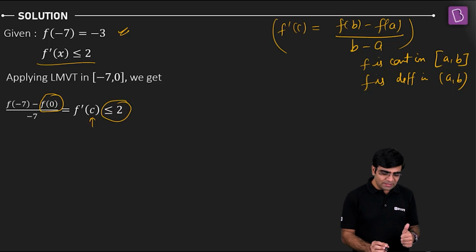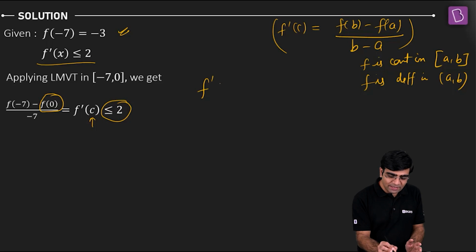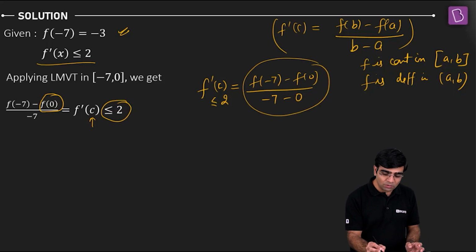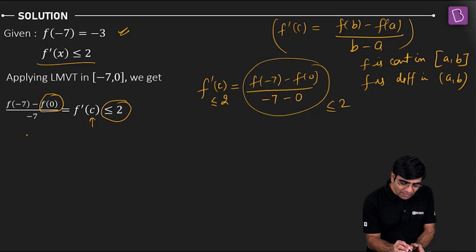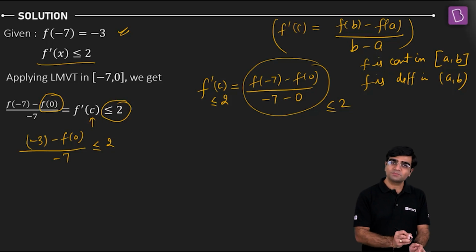Lovely, right? So let's quickly start my calculation. How am I putting into it? Or if you want to put me, I'll quickly say that f dash c here will become equal to f of minus 7 minus f of 0 divided by minus 7 minus 0, right? But since this f dash c is less than or equal to 2, hence I will be making this entire quantity also less than or equal to 2. Got the idea? Let me start the calculation quickly now. So I do have f of minus 7 minus f of 0. I'll plug in the value of f of minus 7 also, which is nothing but minus 3 here. So minus 3 minus f of 0 divided by minus 7 is less than or equal to 2, right?